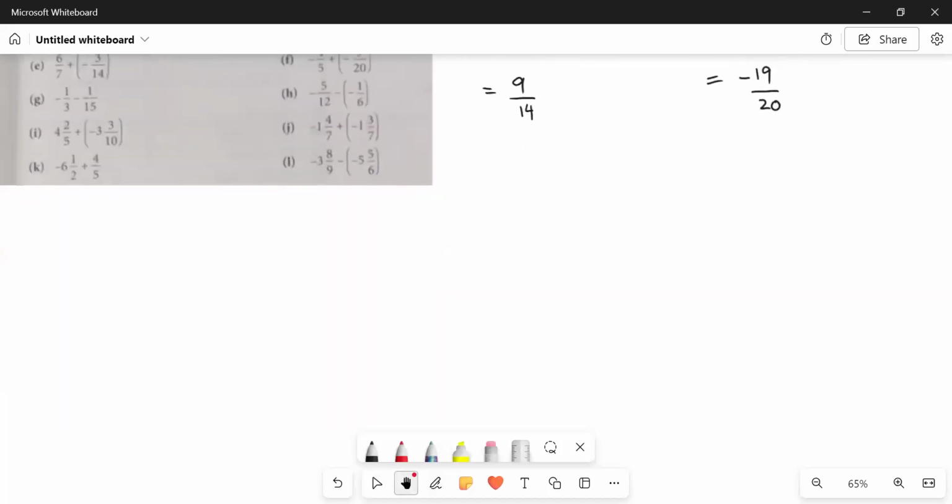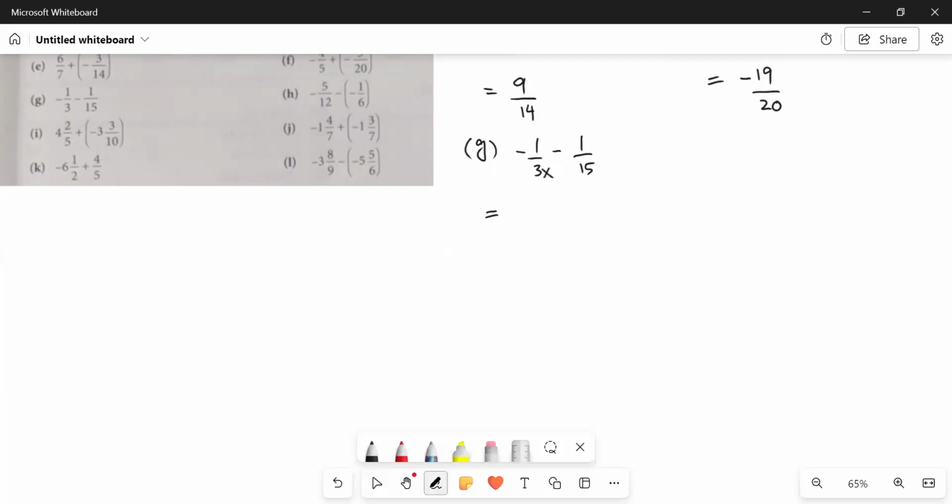Right? And the next one. Minus 1 upon 3 minus 1 upon 15. Don't get scared with the signs. Just remember the rules. If both are positive, add. If both are negative, again add. If one is positive and the other one is negative, subtract. Okay? So 1 upon 3 minus 1 upon 15.